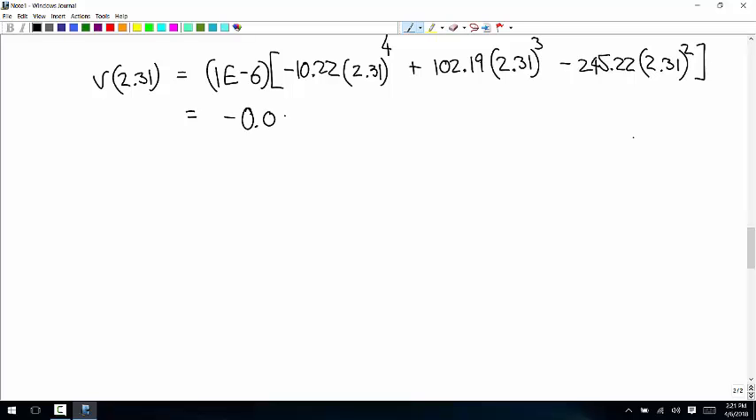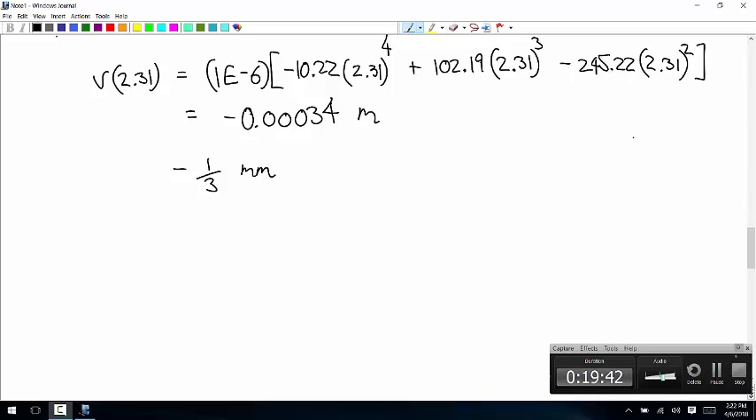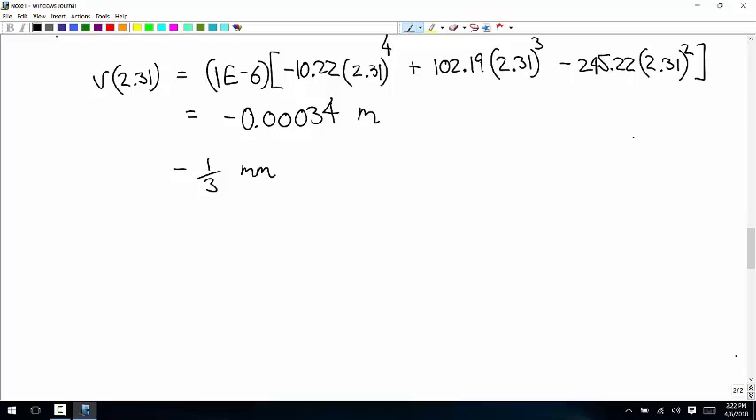Negative 0.003034. That's in meters, so that's about 1/3 of a millimeter. Pretty great, right? Anybody have any questions about that?